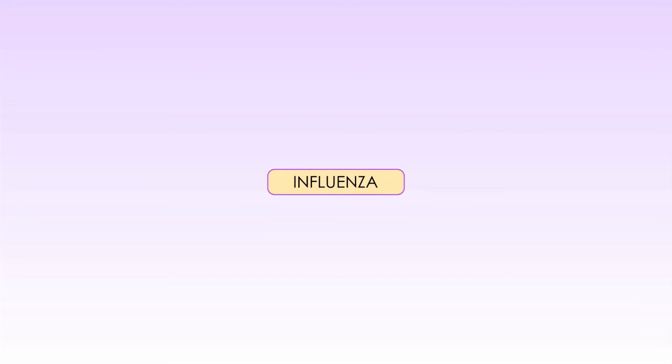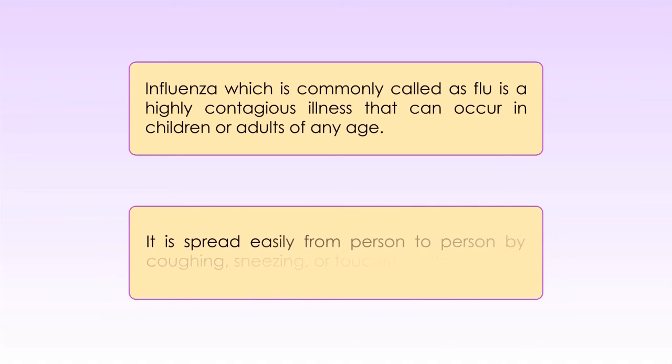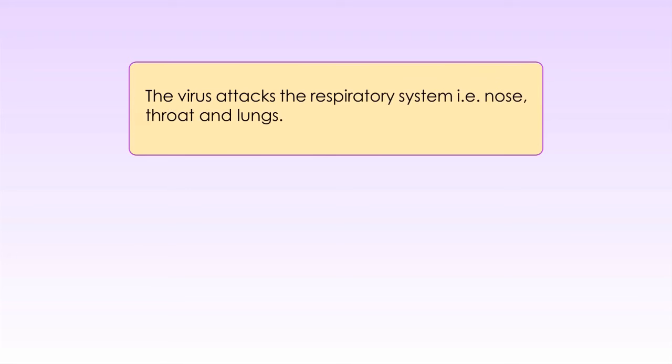Next, we'll see the human diseases caused by viruses. And the first viral disease is influenza. So influenza, which is commonly called flu, is a highly contagious illness that can occur in children or adults of any age. It is spread easily from person to person by coughing, sneezing, or touching surfaces. The virus attacks the respiratory system, that is, nose, throat, and lungs.